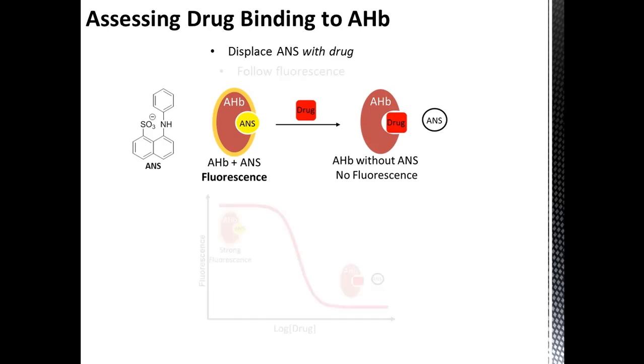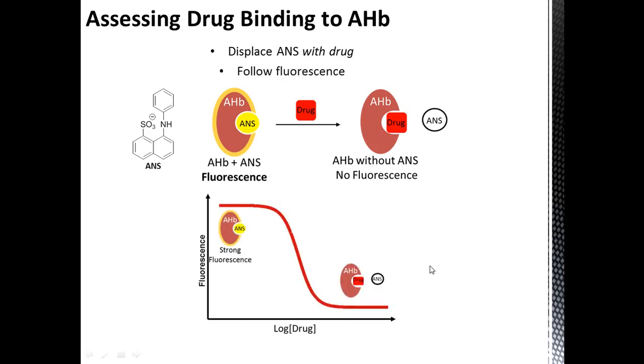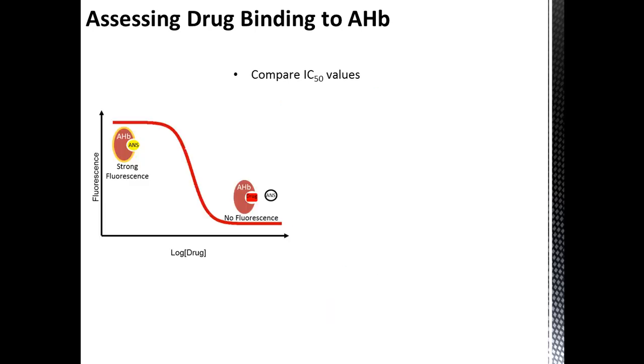If we follow this via the fluorescent signal, we should get a nice dose response curve, as shown here, that first has a really strong fluorescent signal corresponding to that ANS-AHB complex. But then as we introduce more of our drug, that ANS compound will get displaced, will get kicked out, and we will see the loss of fluorescence. After obtaining that dose response curve, we'll be able to identify the IC50 value, or the concentration at which we see 50% inhibition, or in our case displacement or binding to that AHB protein. This is the measure we use to compare the different drugs.